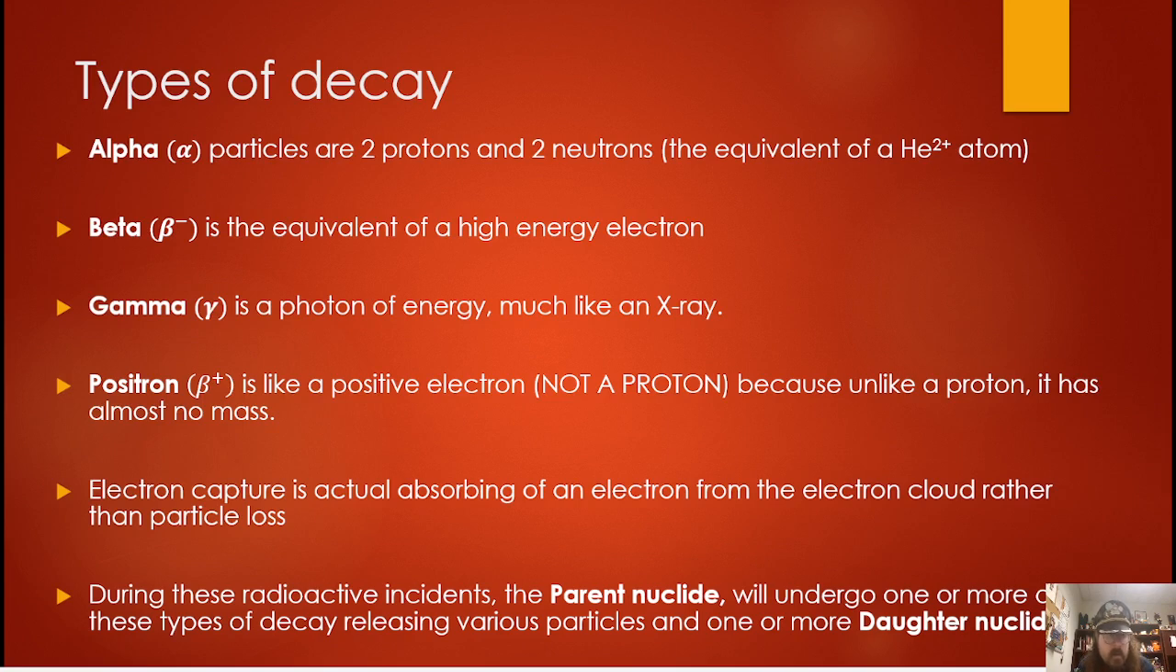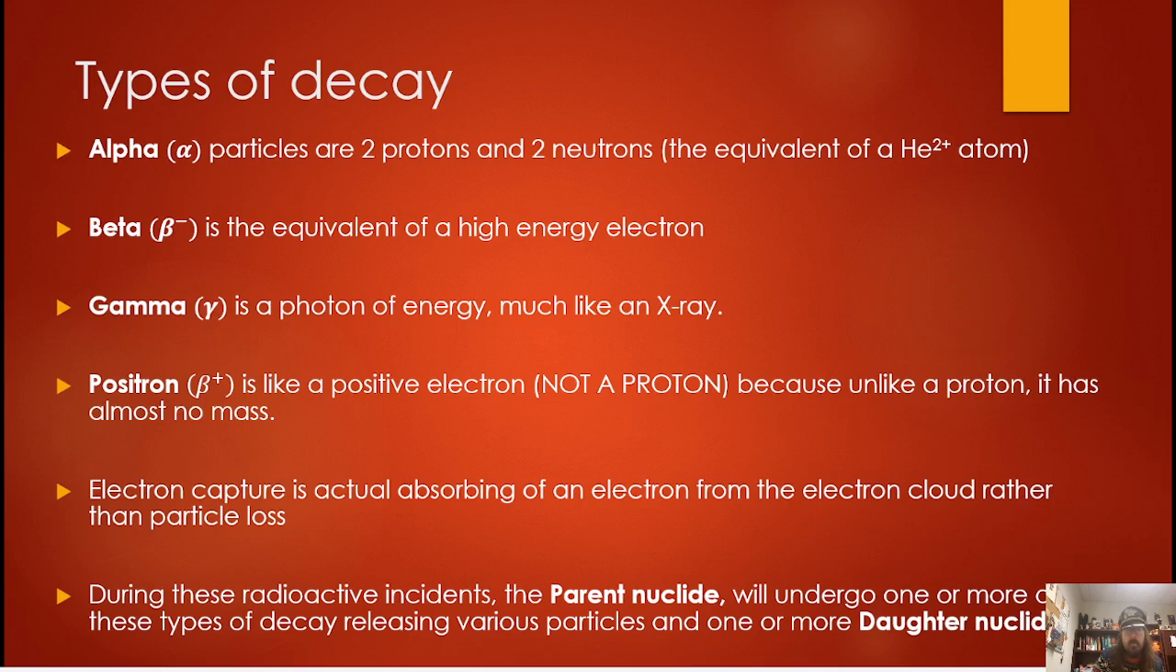But these are the basic ones that you most often hear about. The positron is a little different. A positron, referred to as a beta positive, is kind of like a positive electron. So not a proton. It does not have a significant mass like a proton, but it does have a positive charge. So it's like flinging off a proton without the mass component. It's just the charge component of the proton.